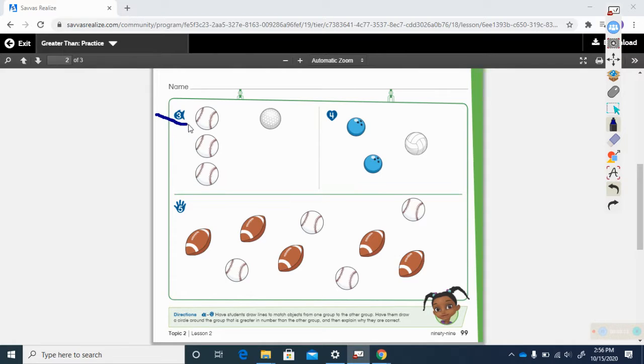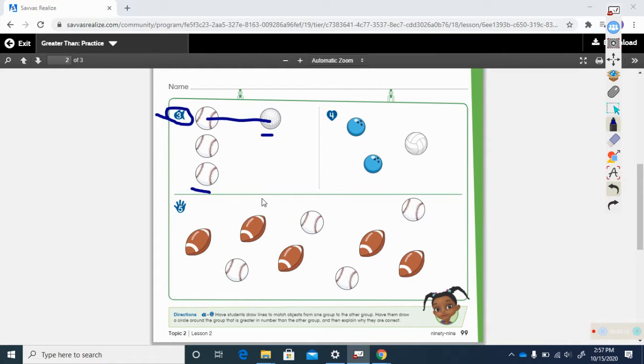Let's look at number 3. For number 3, we have baseballs and we have golf balls. We need to find out which one has the greater number. So we are going to draw a line from this baseball to that golf ball.